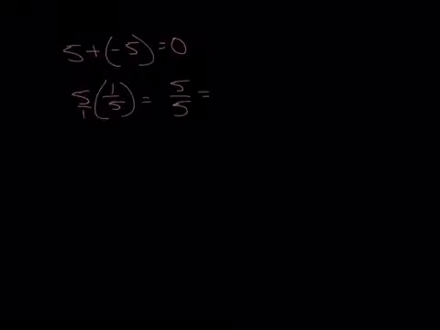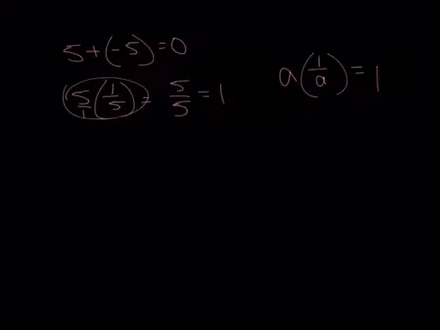So the multiplicative inverse property says if we multiply any number or any letter, if we multiply a times 1 over a, we will always get 1. So anytime we multiply a number or letter by its inverse, where we flip it upside down or take the reciprocal, we will get 1.